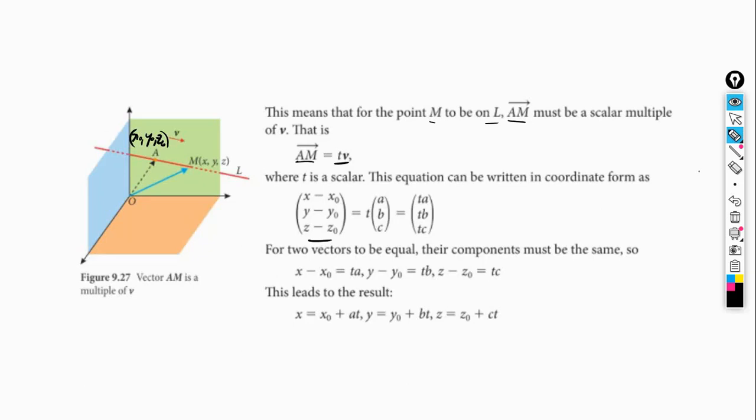Now, for two vectors to be equal, their components must be the same. So that means that x minus x sub 0 should equal t times a, y minus y sub 0 should equal t times b, and z minus z sub 0 should equal tc. So if we rearrange this, we get that x is equal to x sub 0 plus at, y is equal to y sub 0 plus bt, and z is equal to z sub 0 plus ct. And these are what are called the parametric equations of a line.